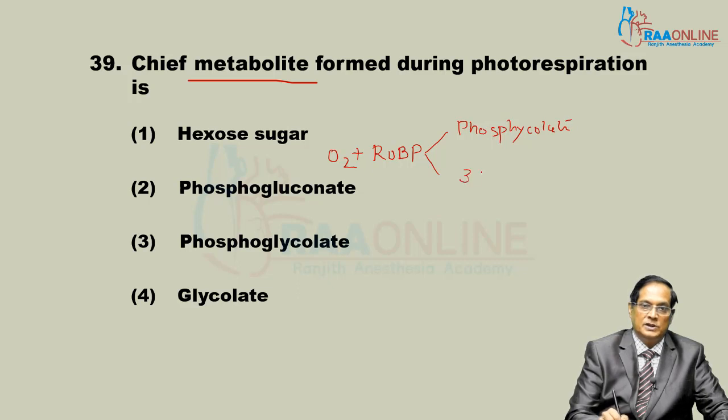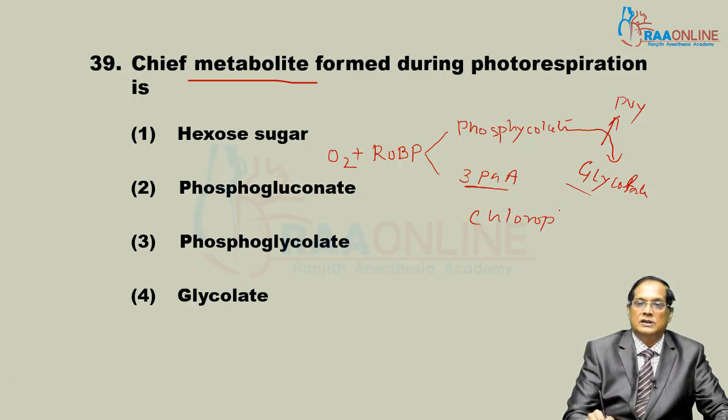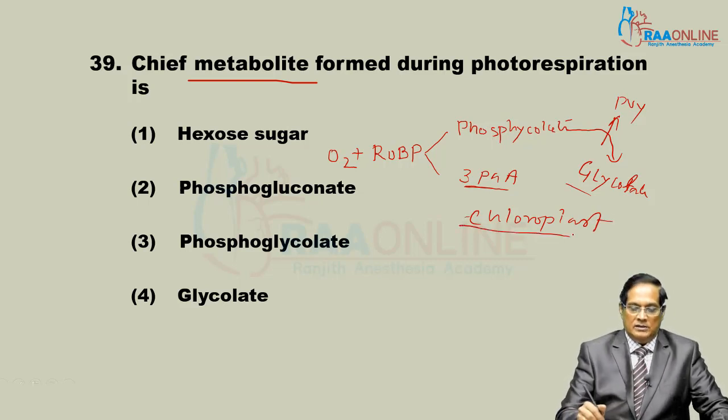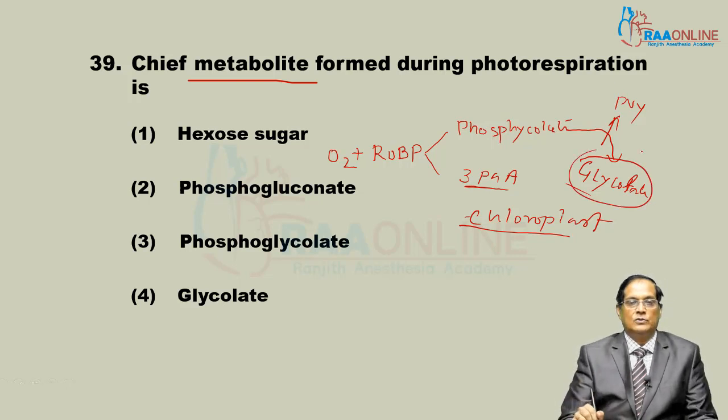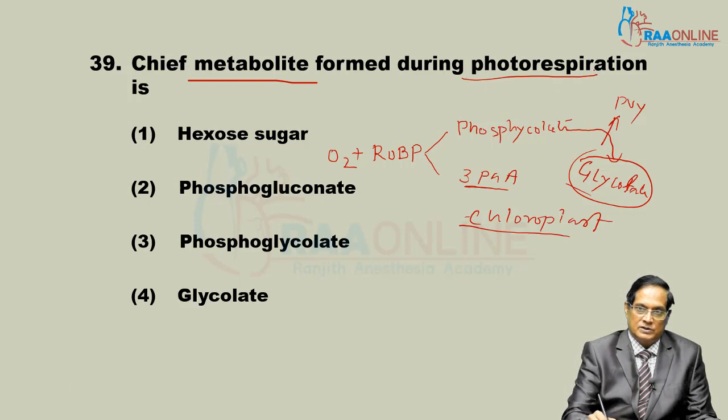And 2 is 3-PGA. But this phosphoglycolate immediately loses phosphate and is converted into glycolate. This activity takes place in chloroplast. It is the first 2 reactions of photorespiration. And this glycolate is a C2 compound. Its formation as well as consumption both are seen in the photorespiration process.